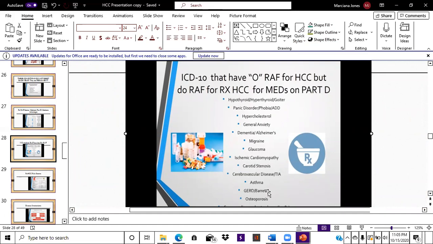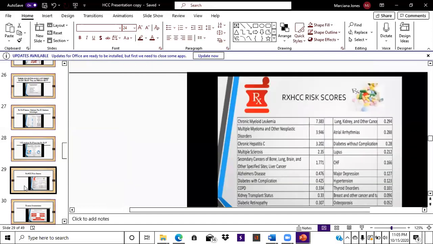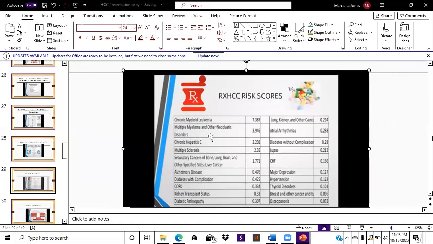Don't forget to check behind me, because the Code Coach does not know everything. Of course, I need my book sometimes. That's why they allow you to have your books for your exam, because they know you're not going to remember all of this. Okay. So, RX HCC risk scores.